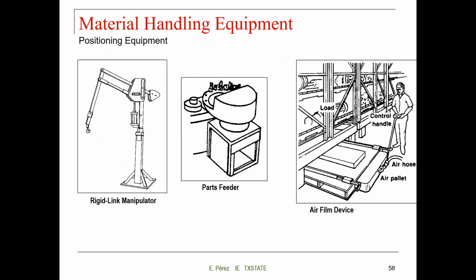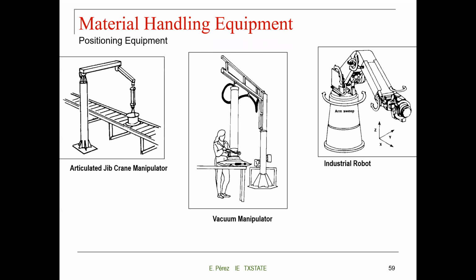We have the rigid link manipulator. It can help in terms of fixing some of the parts that you're working on or pull or hang. Part feeder. We have the air film device that can fill up and down to fix or to hold some of the equipment. Articulated chip cream manipulator. We have the vacuum manipulator, and we have some industrial robots.